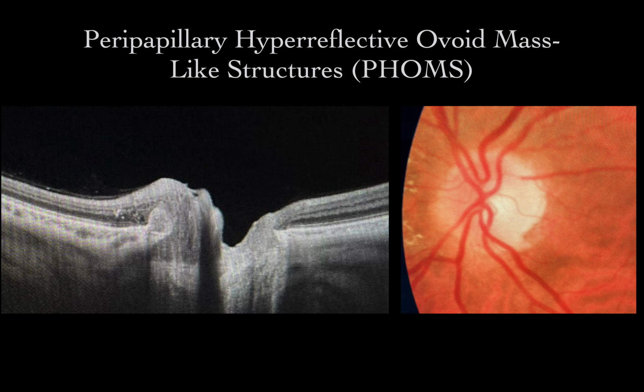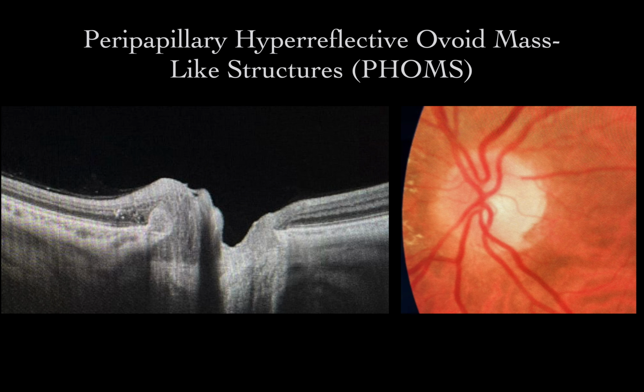PHOMS have been identified associated with various diseases around the optic nerve. For example, anatomic abnormalities like tilting optic disc in myopia, optic disc edema from inflammation like optic neuritis or white dot syndrome, and vascular conditions like ischemic optic neuropathy and retinal vascular occlusion, as well as papilledema.